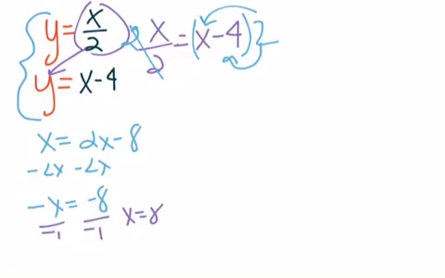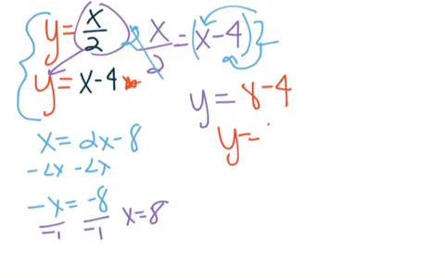X equals 8 here. So again, plug this x value into either one of these equations. I'm going to choose this second equation right here. Y equals 8 minus 4. Your y value equals a positive 4. So we have 8 and 4 as the solution to this system of equations.